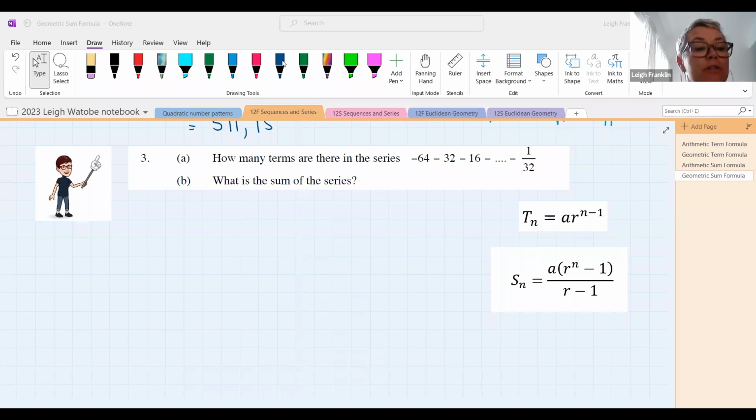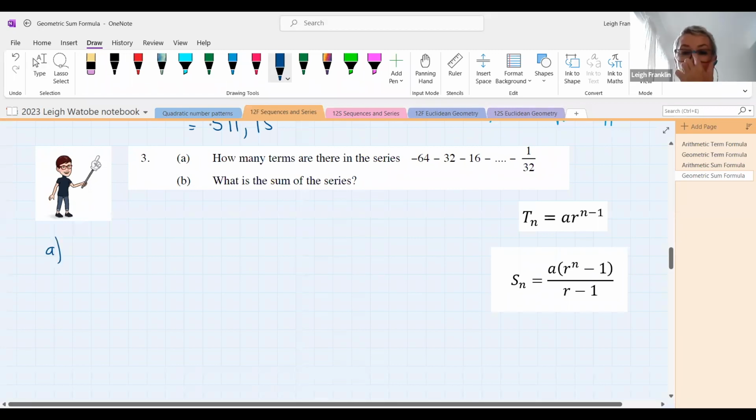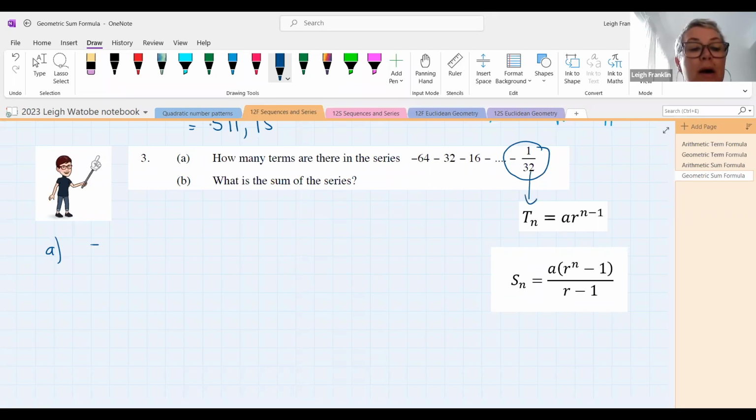All right, so as far as A was concerned, we know how many terms are there in the series. So this over here represents the nth term, Tn. So we're going to take minus 1 over 32, make it equal to A. A is negative 64. R is going to be equal to a half to the power of n minus 1. Did you get that far, Khumulemo? And then you've got to divide both sides by negative 64.